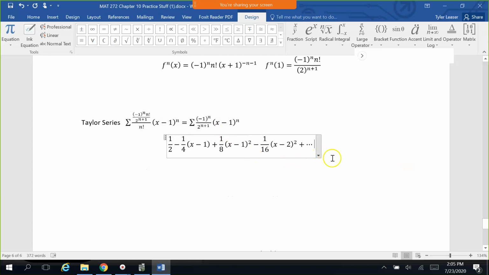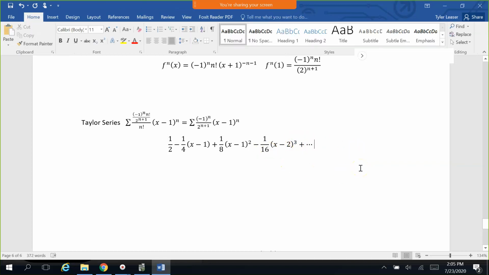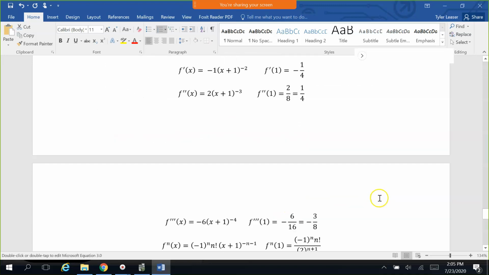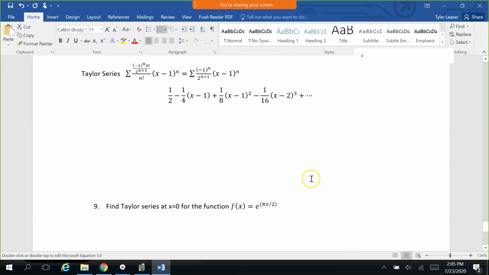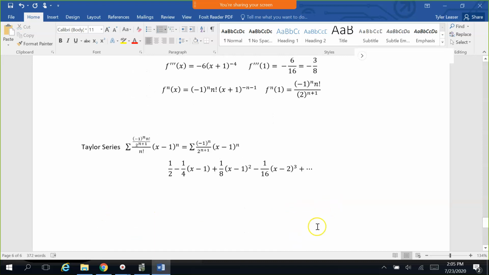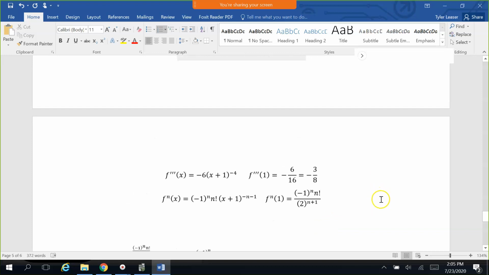So you can just write out the first few terms if you really wanted to. Oh, that's going to be cubed, not squared, my bad. X minus 2 cubed on it. Alright, so this Taylor series is exactly the same thing as this function on a certain interval around 1. Alright, and like I said, 9 is pretty much the same thing. Find the Taylor series. Okay, so that's Taylor series stuff.